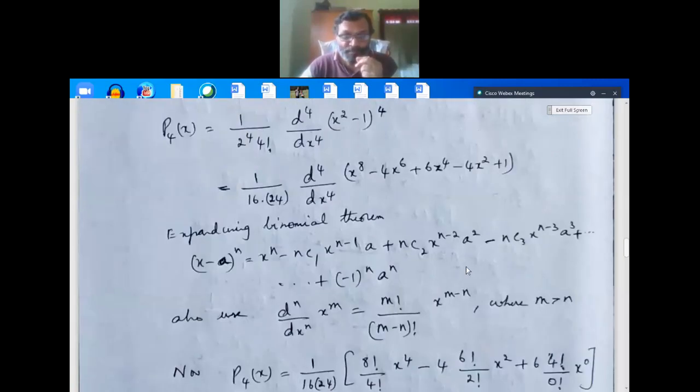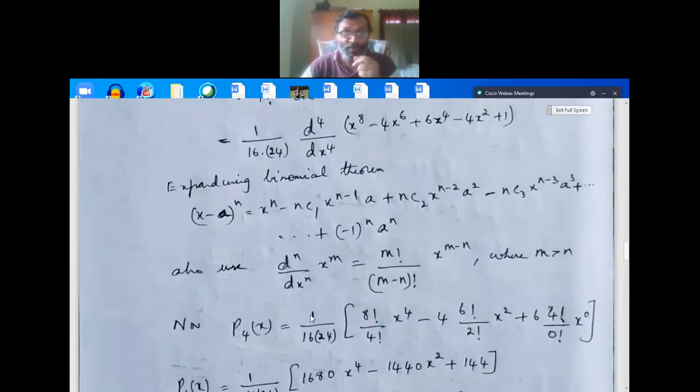So from the binomial theorem you can expand it. Then there is a formula for the nth derivative. Otherwise you have to differentiate 4 times, and it will take a lot of time. So use this formula: the nth derivative of x power m is equal to m factorial divided by (m minus n) factorial, into x power m minus n, where m is greater than n.